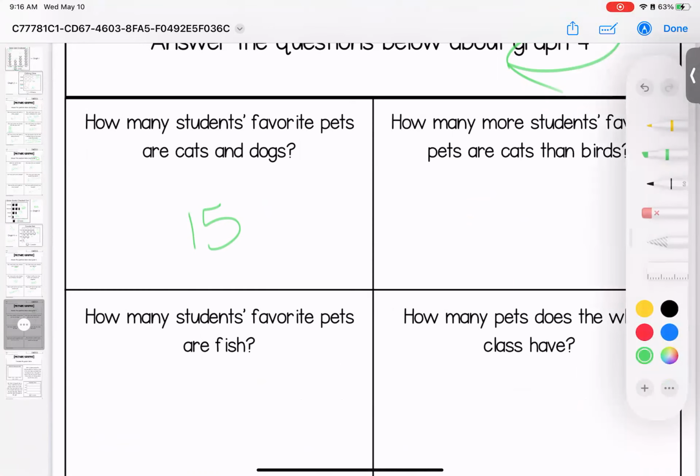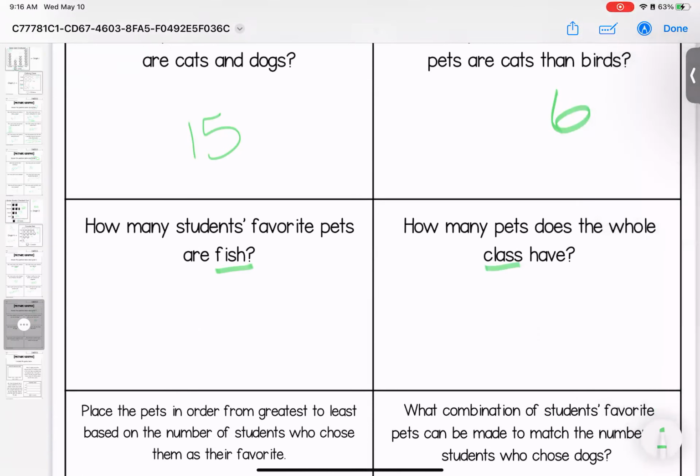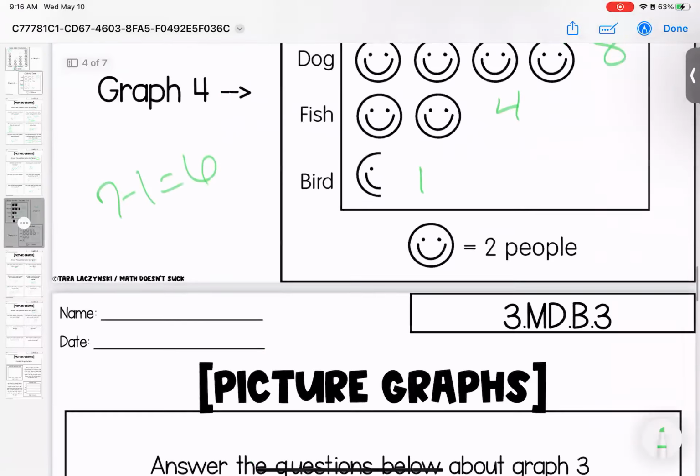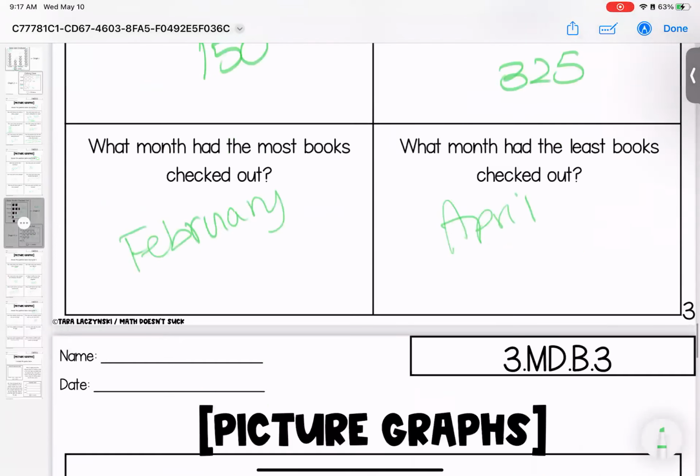That's why it's helpful when you have it printed out and you can look at it all at the same time. All right, how many students' favorite pets were fish? And how many pets does the whole class have? So looking at fish and then all together. So up here for fish, we have 4. For a total, 7 and 8 is 15. 15 and 4 is 19. 19 and 1 is 20. So we had 4 fish and 20 total.